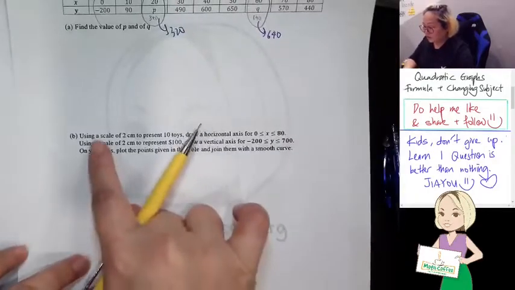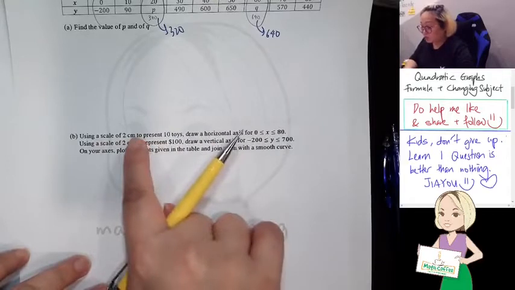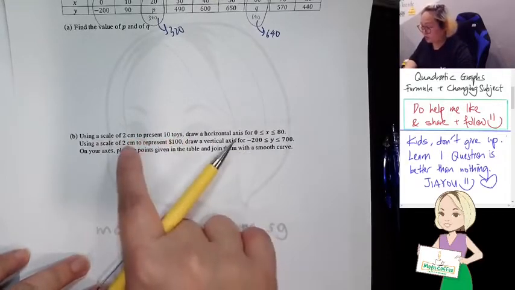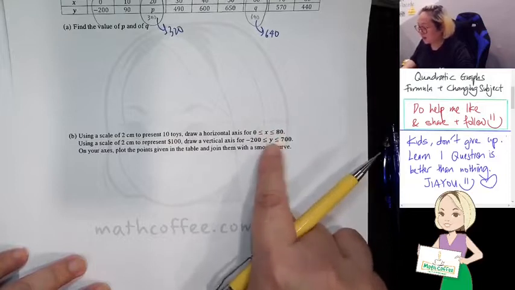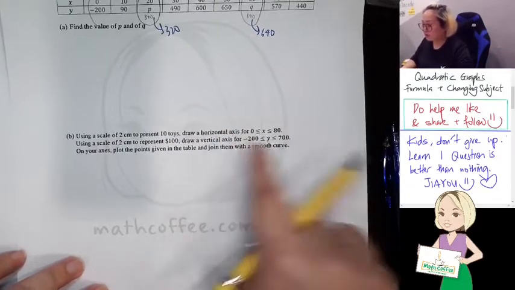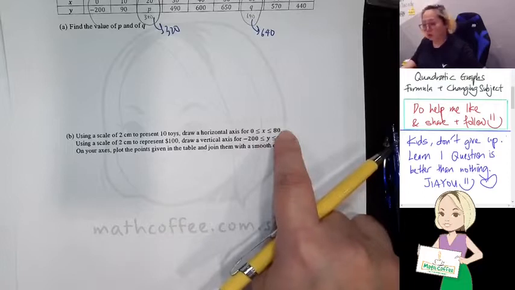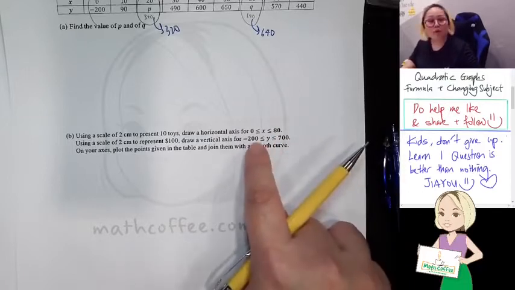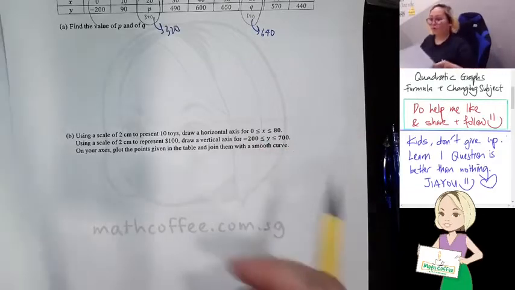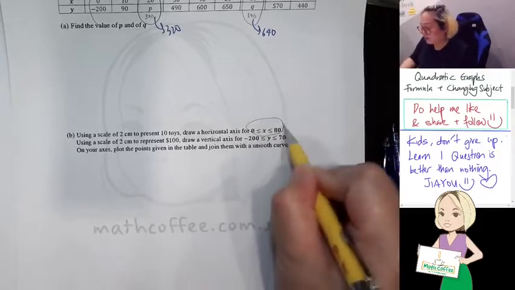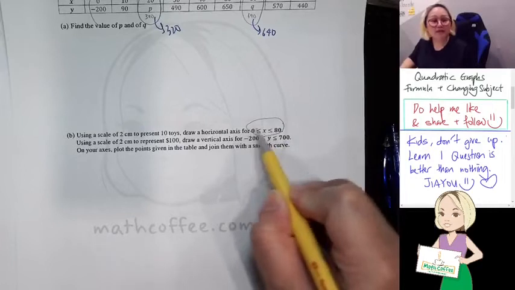So over here, using a scale of 2 cm to represent 10 toys, 2 cm to represent $100. They want you to draw from x 0 to 80. The y is minus 200 to 700. So this one, they already tell you the range, right? So you know that you need to draw your y value, which is minus 200, but more positive. And take note of your x. Do you notice that there's no negative x value?